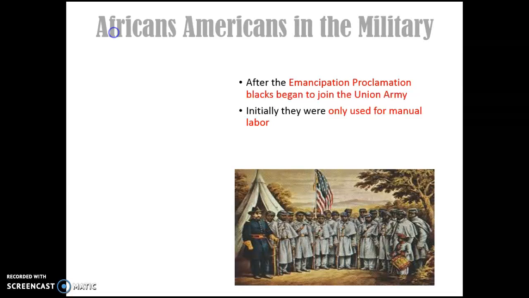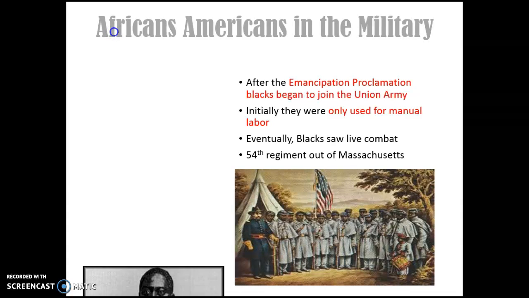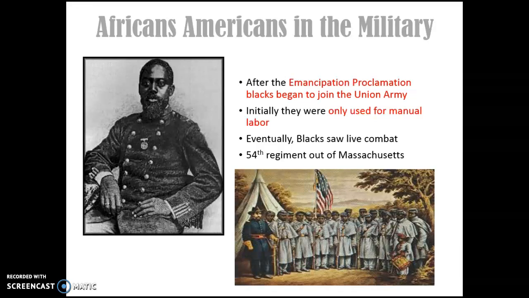And then you'll see a change where African Americans will begin to enlist in the military. After the Emancipation Proclamation, blacks began to join the Union Army. Initially, they were only used for manual labor, which they were not happy about. The movie Glory shows the 54th Regiment out of Massachusetts and their journey to actually fighting. Their first battle will actually be a suicide battle, so half of them will die. But you can see their patriotism and their eagerness to fight for the Union. But in the beginning, they did use them for manual labor. It's a good movie to watch.